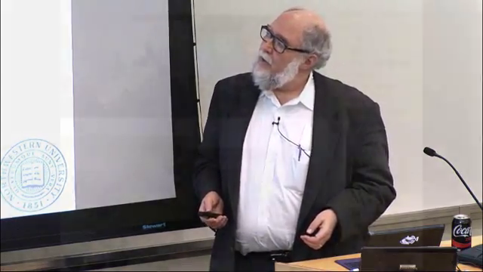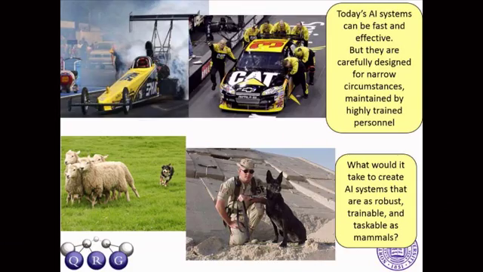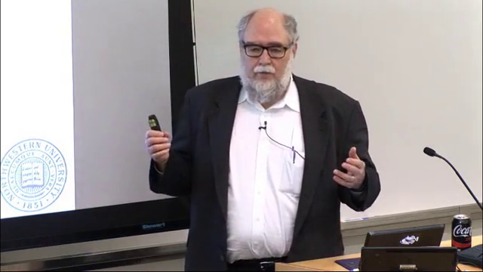Now, if you think about today's AI systems, they're like drag racers. They're very efficient, they're very fast, okay? But like a drag racer, it does one thing. It's carefully crafted to do one thing. It has to be carefully maintained and babied and nursed back to health every time it falls down by carefully trained experts who know its internals in a way that we don't know each other's internals. If we did, cognitive science would be trivial, okay?